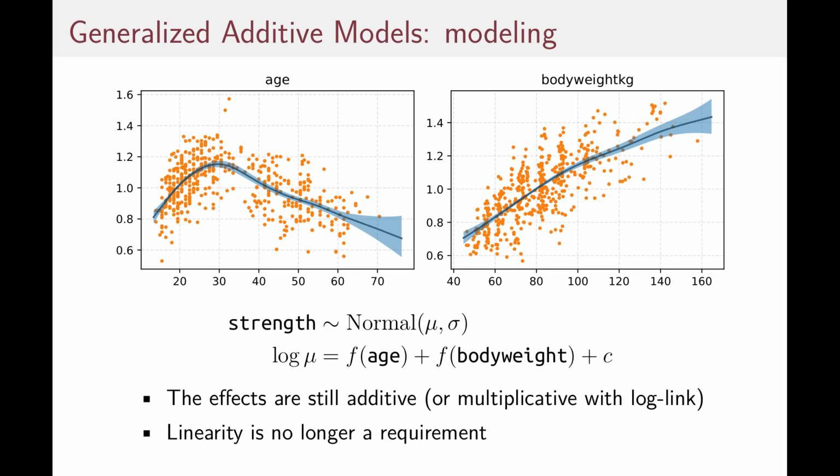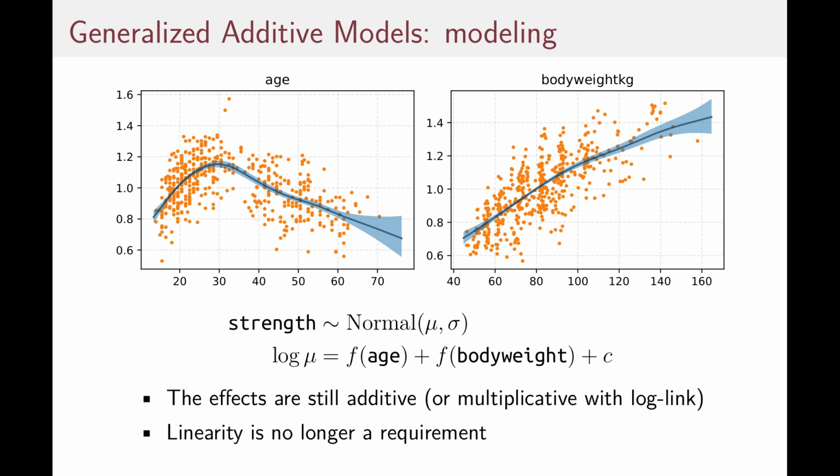And I use a log link. So my inverse link function would be the exponential. What that means is that I'm assuming a multiplicative effect instead of an additive effect. And I think that makes sense for this problem. I think that age, no matter what body weight you are, there's an effect of age that acts as a multiplier on your strength, not as something you add to your strength.